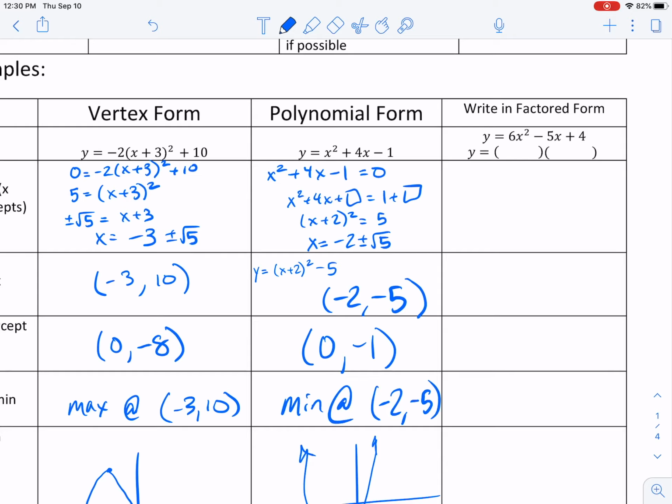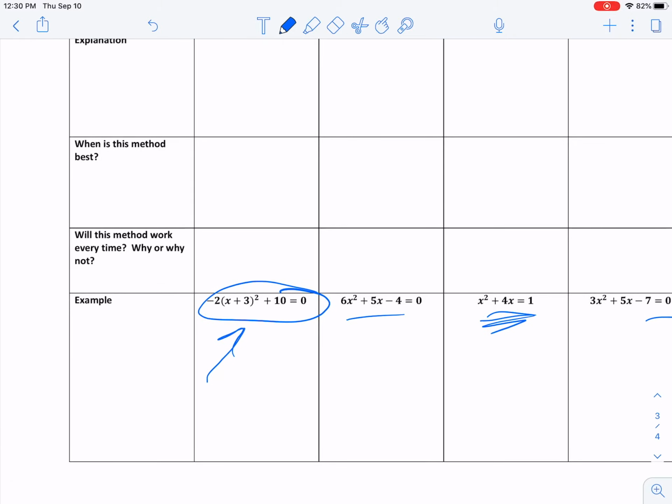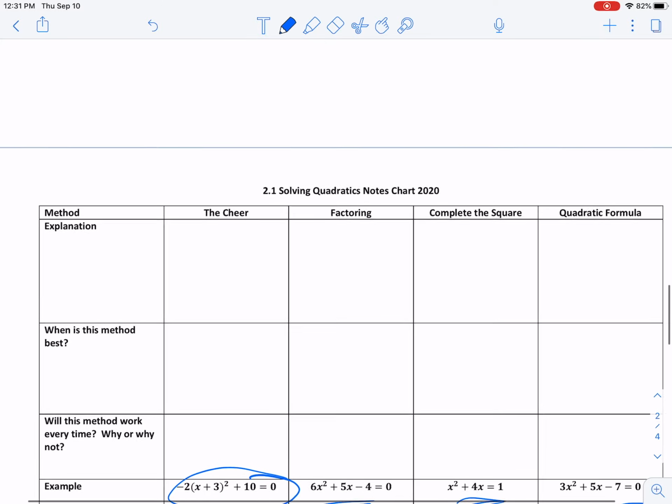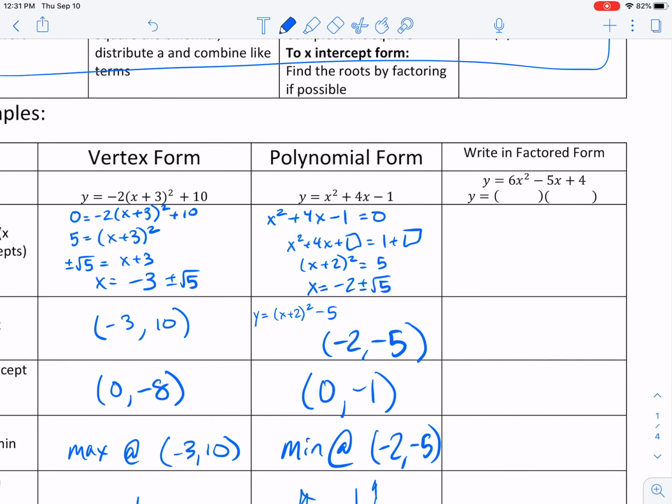You may notice 6x squared minus 5x plus 4, 6x squared plus 5x minus 4 is right here. So I already had you do that one. I think in factored form that gives you, what do we get, 3x times 2x, and then it's 2 and 2, is that right? Let's see, 6 and, nope. Factor out 4. Okay, so it's 4 and 1. Sorry, I should have thought through this.